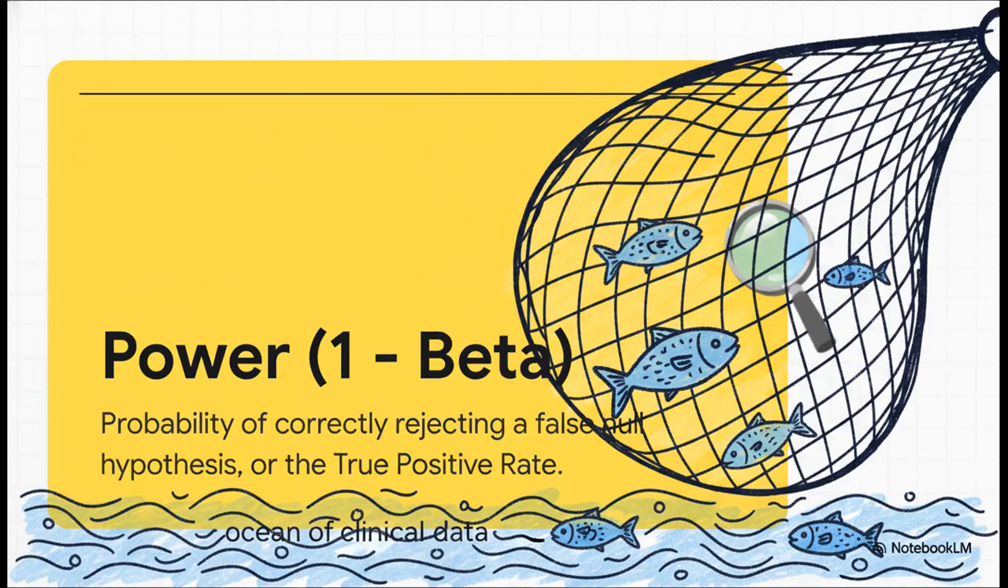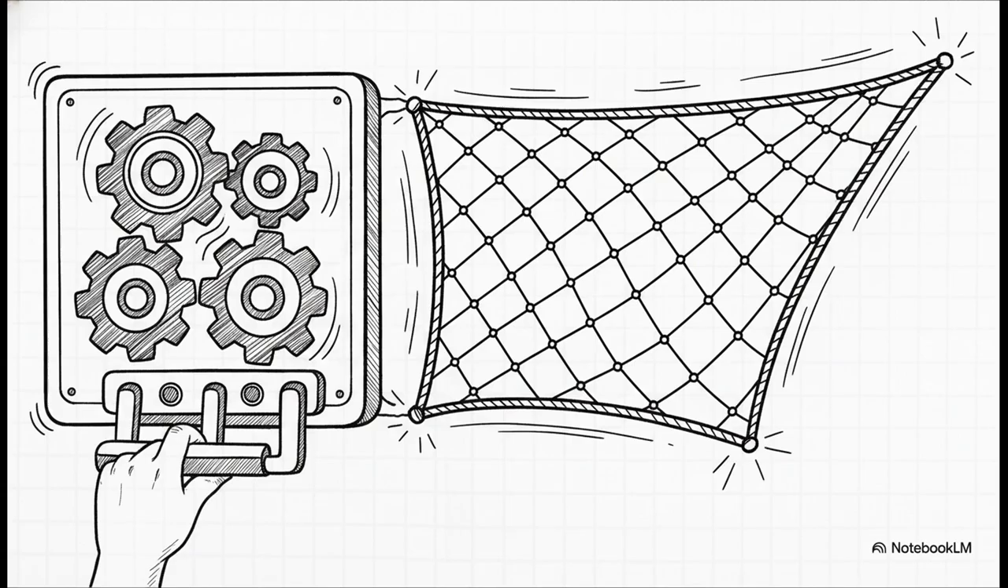Honestly, I like to think of power as a giant mathematical net that we cast out into this massive ocean of clinical data. If there's a true difference out there, like a real fish to catch, power is the probability that our net is actually big enough and strong enough to catch it. But how do we actually build a bigger net? Well, there are 4 interlocking variables that drive this power matrix: sample size, effect size, variance, and the alpha level. And here's the kicker. These 4 variables are totally linked.